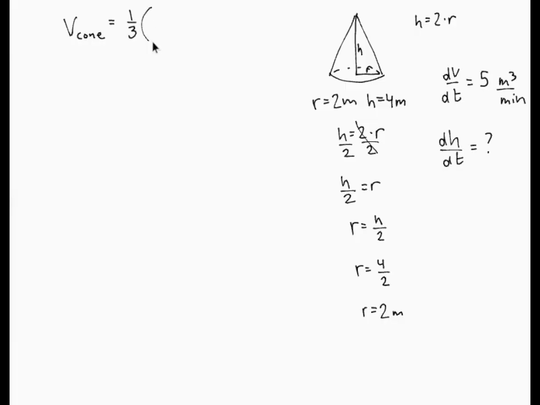Volume of a cone equals 1/3 area of the base times height. We'll assume the base is a circle, so we have pi r squared for area of the base. Remember that we're trying to solve for dh over dt, and we know that r equals h over 2. We can plug h over 2 in place of r in the volume formula. Then we have volume of the cone as a function of h, where h is the only variable on the right side.